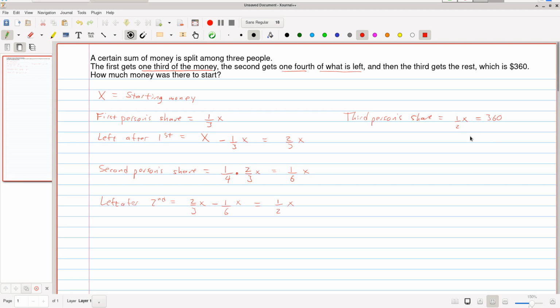And now we finally have our equation. We want to solve this for X. We can do that by multiplying both sides by 2 to get rid of our fraction here. So on the left-hand side, they're going to cancel out, leaving us just X. On the right, we multiply these and get 720.